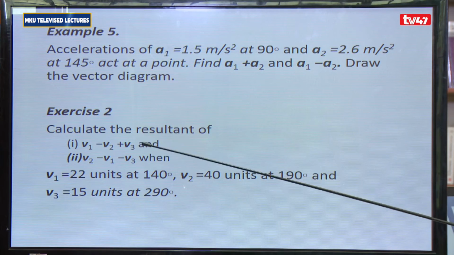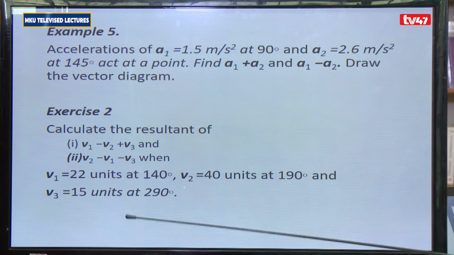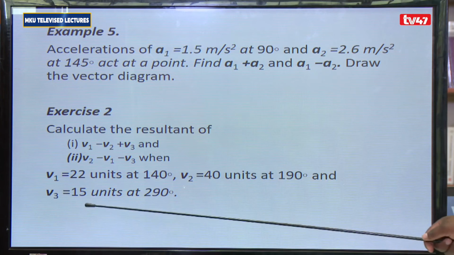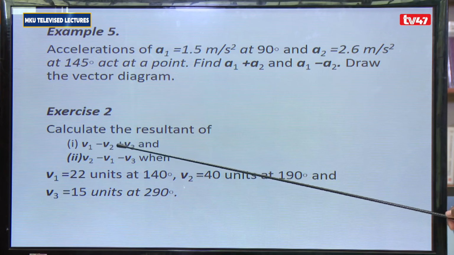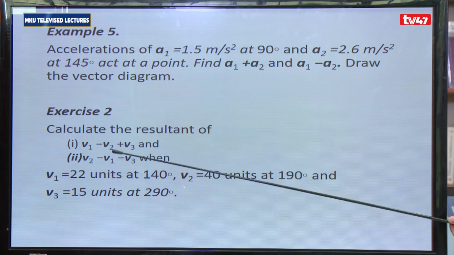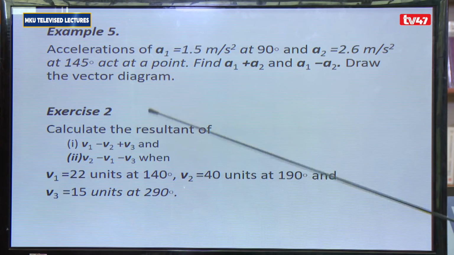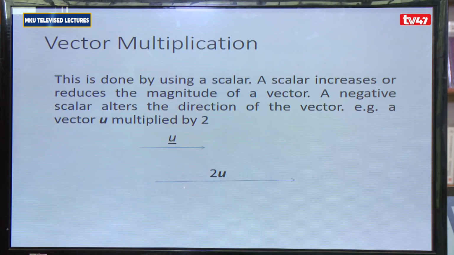So simply what you do is just like what we have, we had 2 vectors here, but now here we have got 3. So simply you get the horizontal components of the 3 vectors and the vertical components of the 3 vectors. And then the resultant is going to be the horizontal squared plus the vertical squared square root. That is going to be the resultant. So when you have got the first case, it's going to be V1 minus V2 plus V3 and V2 minus V1 minus V3. You just do it the same way like what we have done in the previous example.